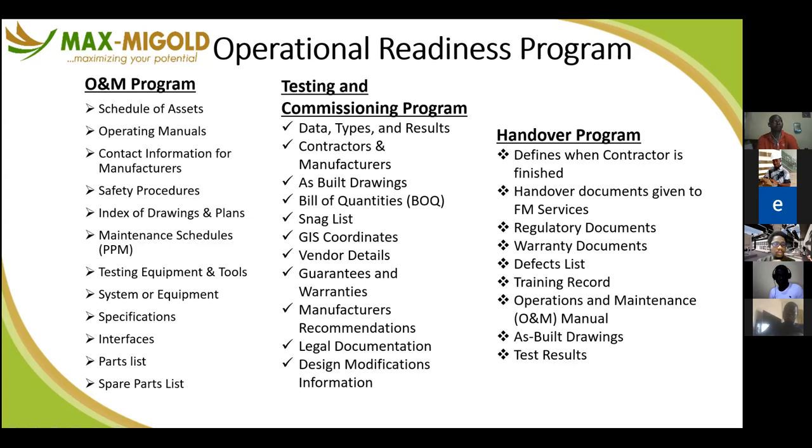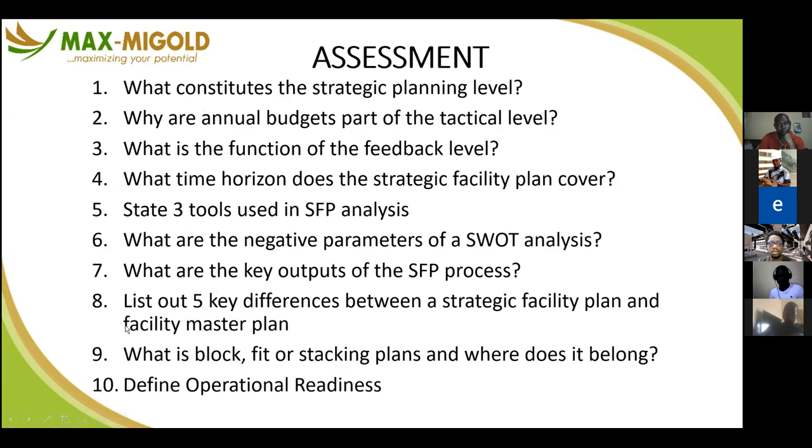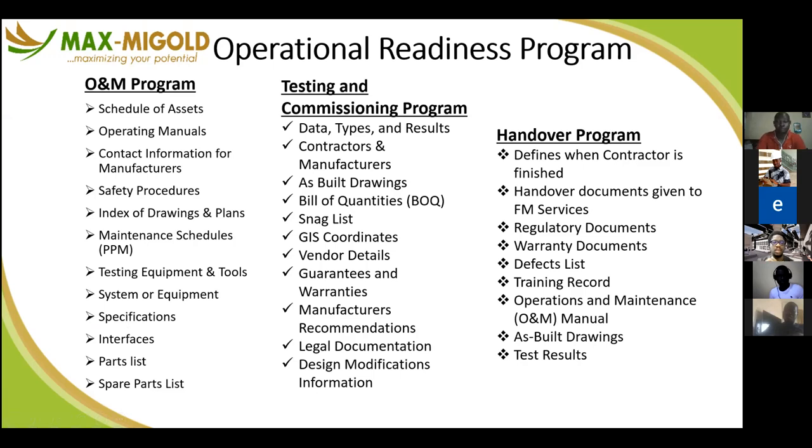Okay, safety procedures on how to operate and maintain the various assets, index of drawings and plans, maintenance schedules, like PPMs for those that require PPM, testing equipment and tools, what kind of equipment and tools will you need to run the various aspects of the building in terms of testing, system or equipment specification. On the document that you have, that line item is system or equipment specification. Specification is not a separate line item, okay?